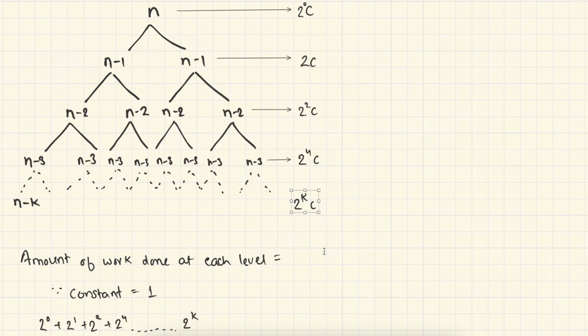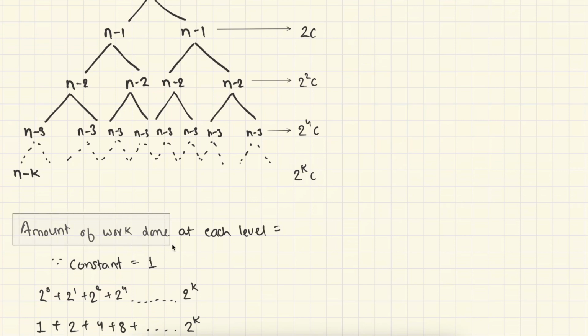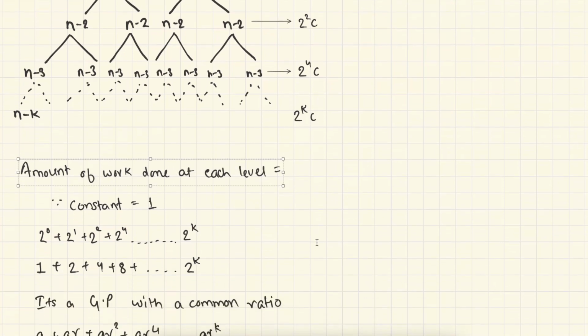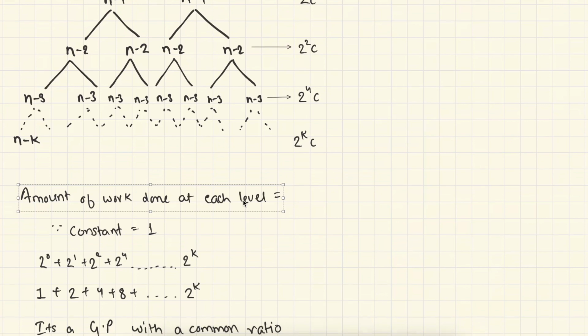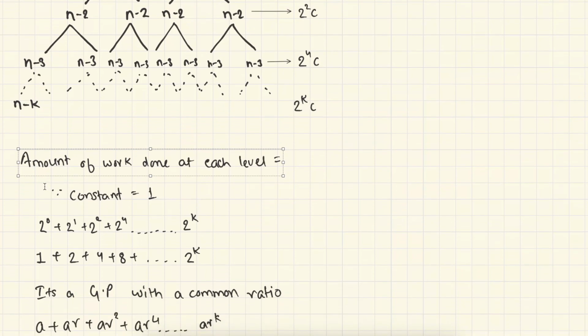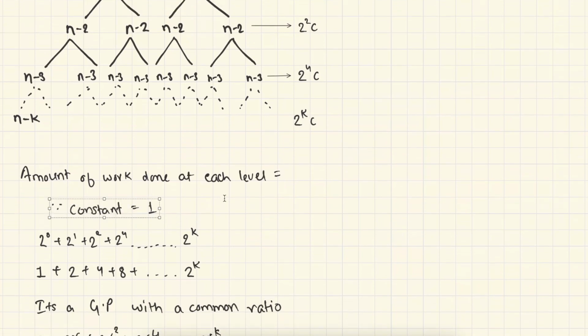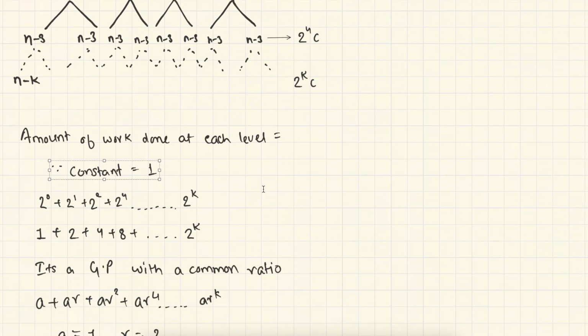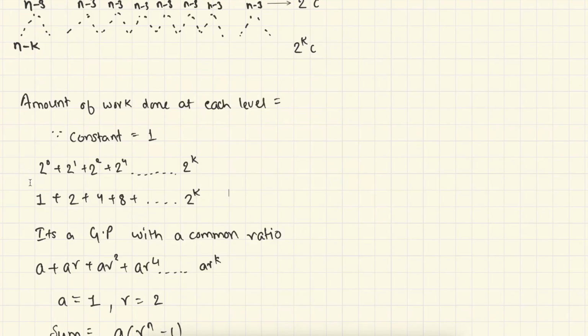Alright, so now the amount of work done at each level is going to be what? Let's see it. So first of all, c is the constant, so we can substitute the value of the constant with 1. So it comes out that the total amount of work done is 2 to the power 0 plus 2 to the power 1 plus 2 to the power 2 plus 2 to the power 3 till 2 to the power k. So this is the total amount of work done across the levels. Okay. Now after solving this, we get 1 plus 2 plus 4 plus 8 plus ... 2 to the power k.